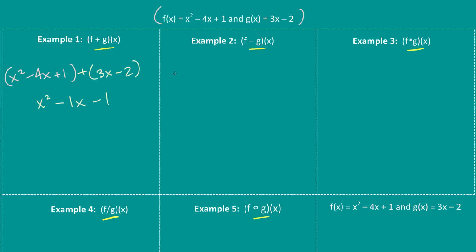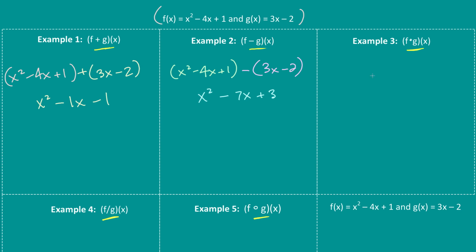So that's all you got to do for that. Okay, the next one, f minus g of x is going to be x squared minus 4x plus 1, that's your f. And you're going to subtract your g, which is your 3x minus 2. Again, just combine the terms. So x squared is all alone. Minus 4x minus 3x would be minus 7x. And then plus 1 minus negative 2 would be 1 plus 2, which is 3.